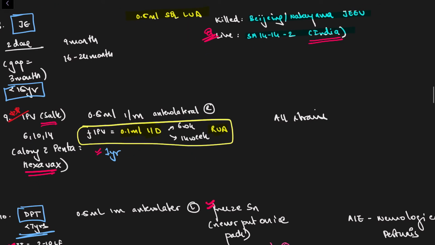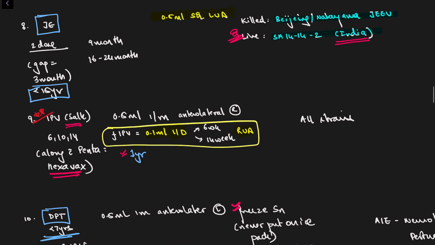Then Japanese encephalitis. Here, 2 doses are given. First is at 9 months and second at 16 to 24 months. The dose is 0.5 ml subcutaneous in the left upper arm. It is a killed vaccine, and the strain for the killed vaccine is Beijing or Nakayama. Remember, the strain that is given is SA 14-14-2, which is a live attenuated vaccine that is used in our country in our schedule, and this was asked in NEET 21 this year.